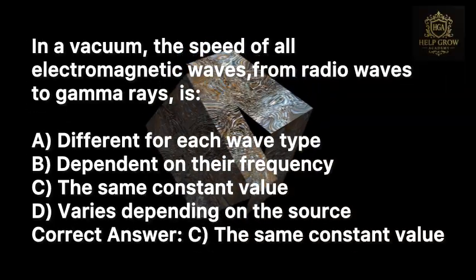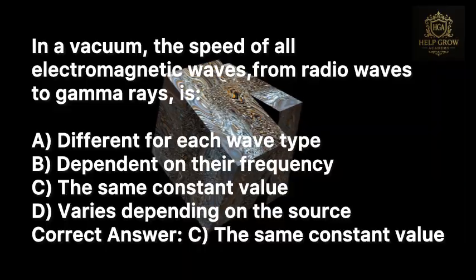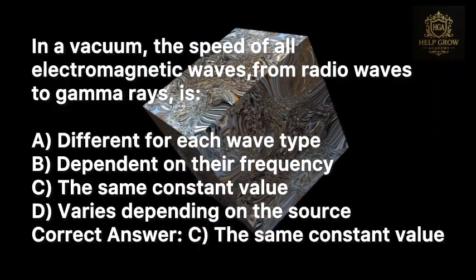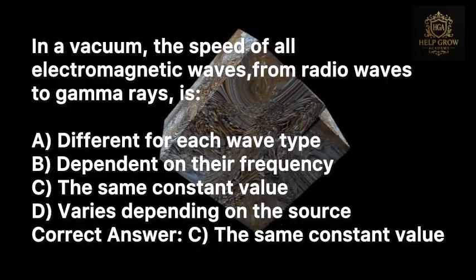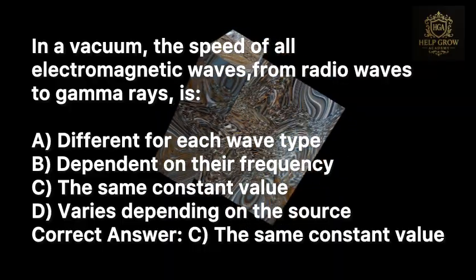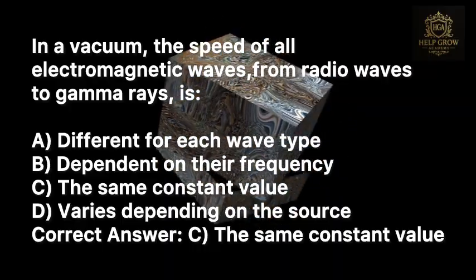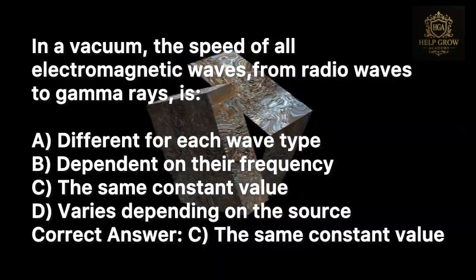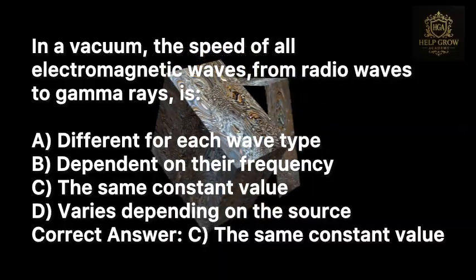The same constant value. Now, all electromagnetic waves travel at the same speed in a vacuum. Please note, this is a fundamental constant of physics known as the speed of light, and it is given by the value 3 times 10 raised to the power 8 meters per second. That is the speed of light.